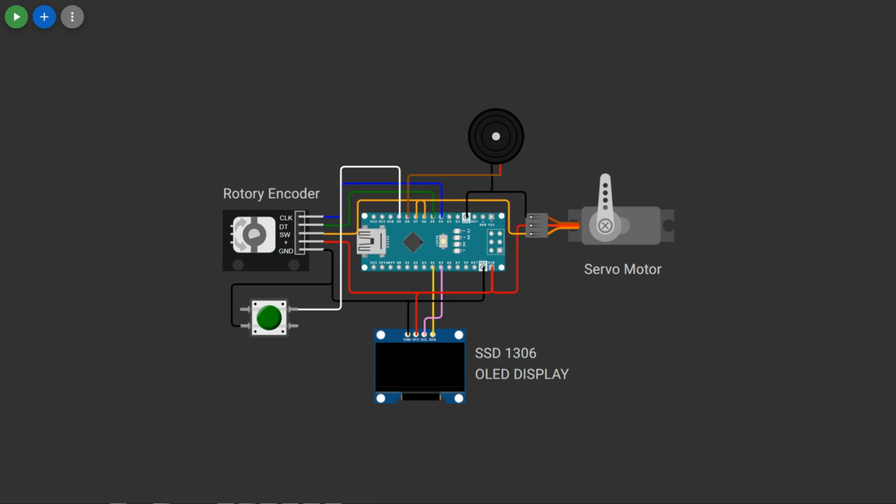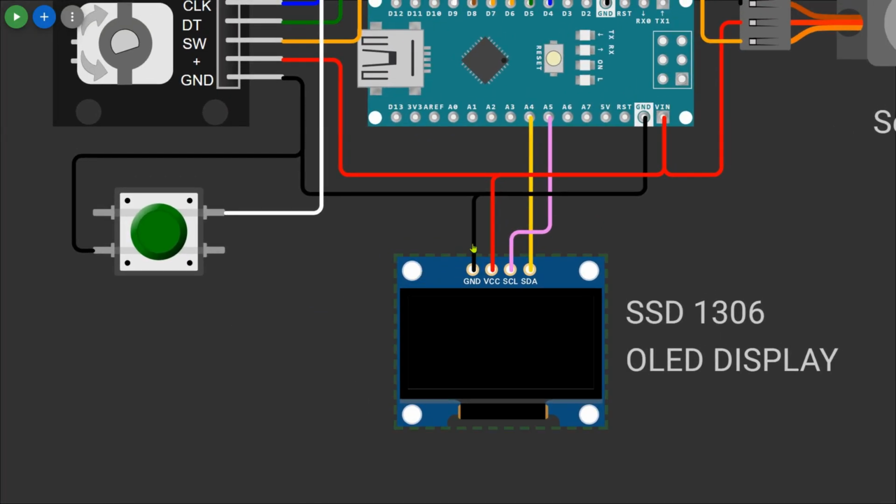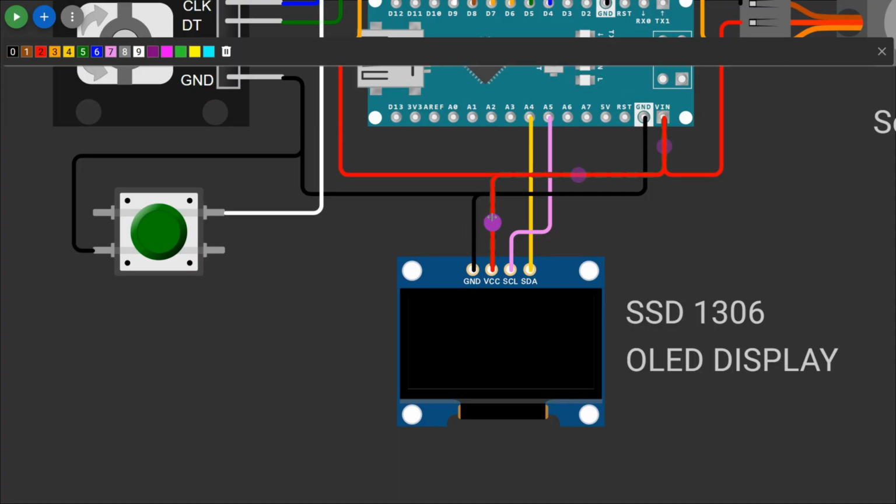All right, now that we have all our components, let's discuss the connections. I will explain everything step by step so you can follow along easily. First is our OLED display. It has four pins. Connect VCC to the 5-volt pin on the Arduino, GND to the ground pin, SCL to pin A5, and SDA to pin A4.